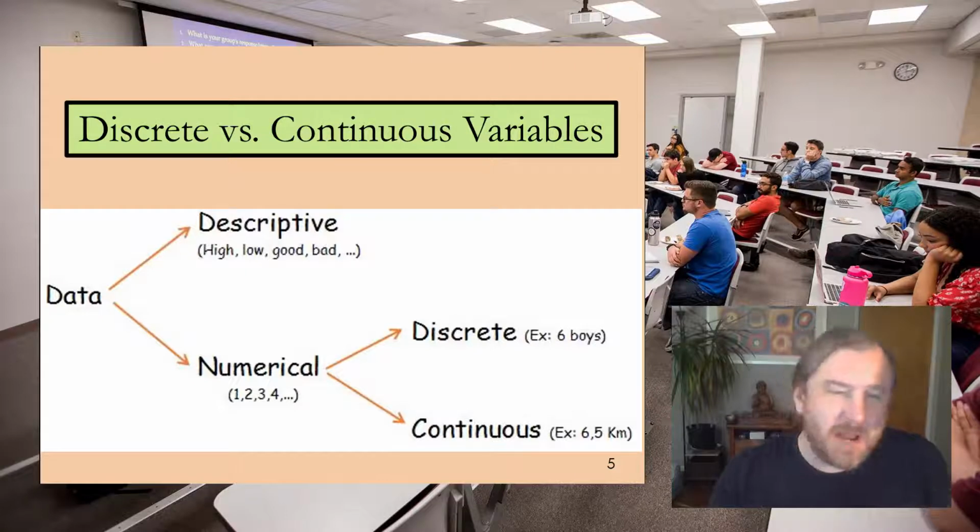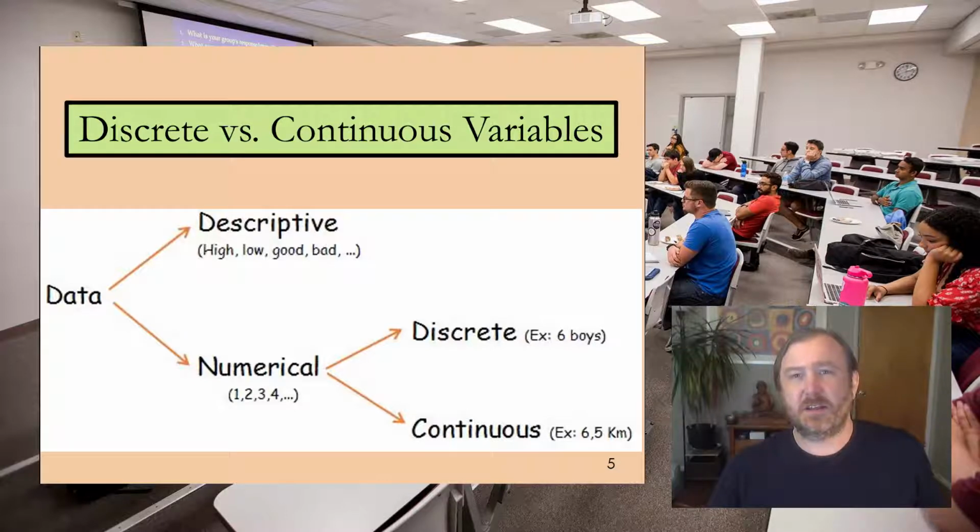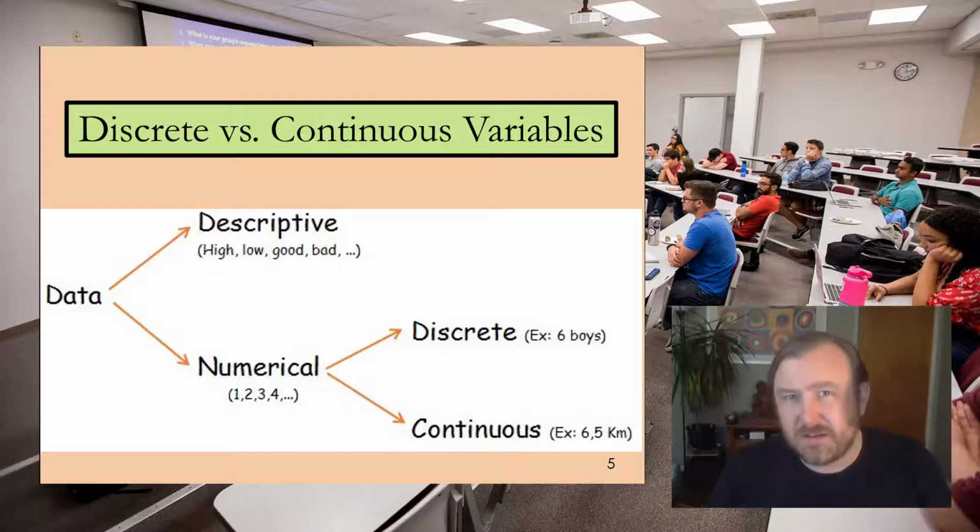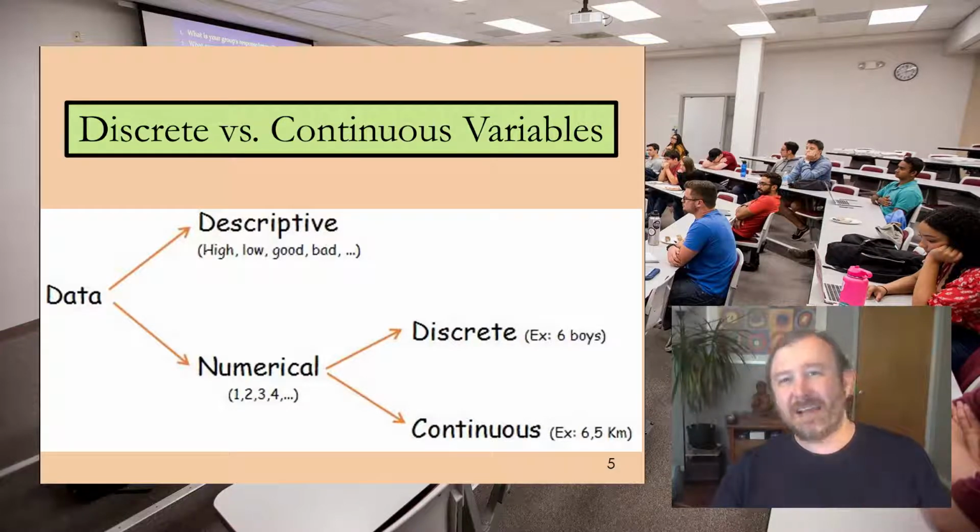If I ask you, how many countries have you visited? You can't have visited 3.33 countries, right? It's either 1 or 2 or 3 and so on. So this is a discrete variable. Again, discrete variables consist of isolated numbers that are separated by gaps.